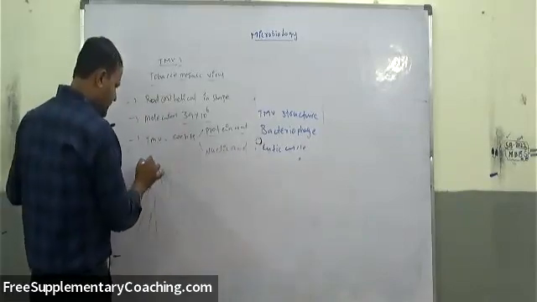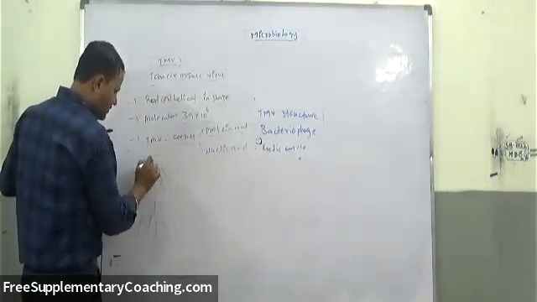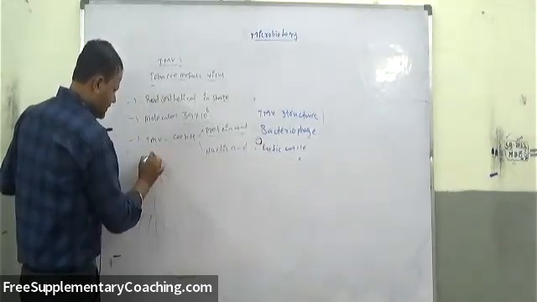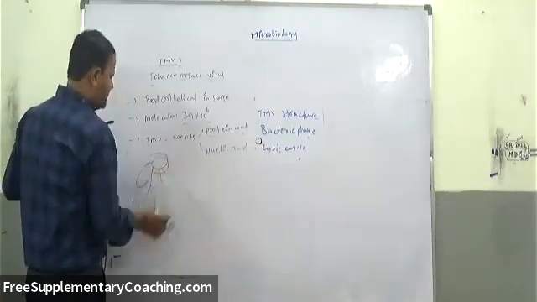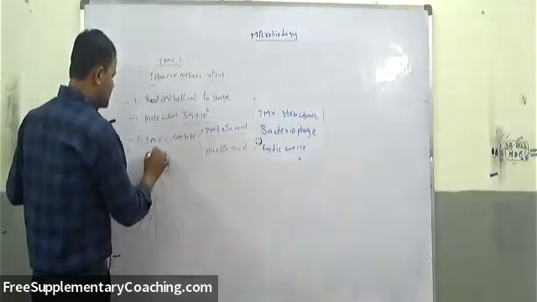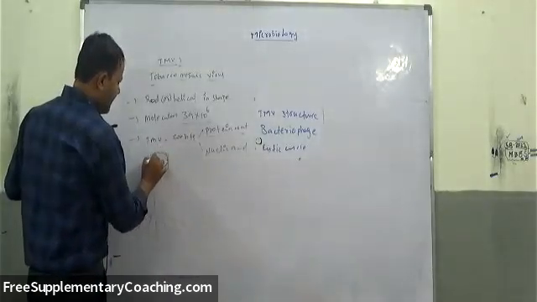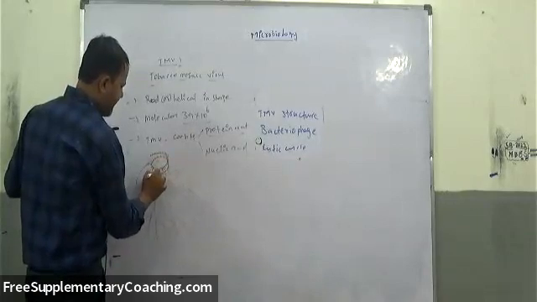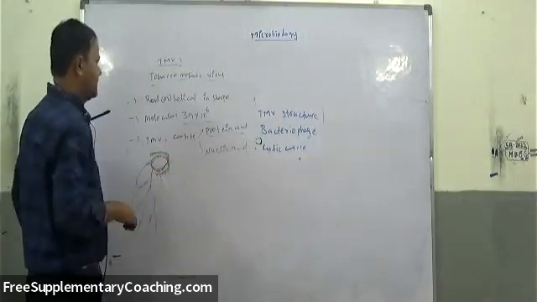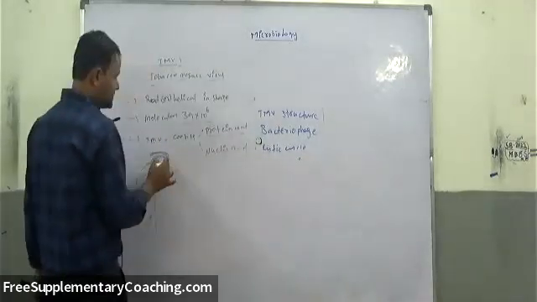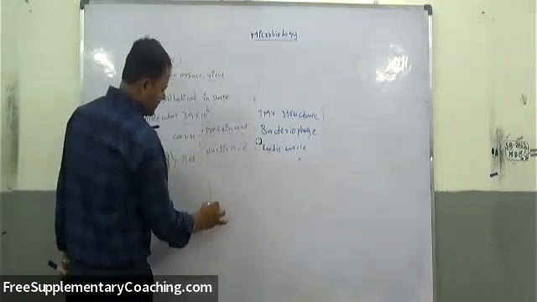This protein coat covers a halo-like structure of RNA. These are halo-like structures. In here, which one is present? RNA is present. RNA is single stranded. These are single stranded RNA. These are nucleic acid, nothing but RNA. And these are protein coat.